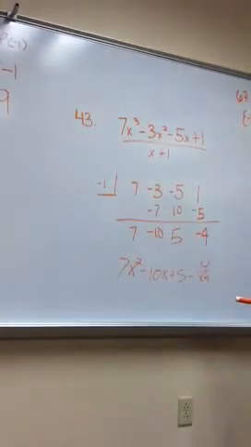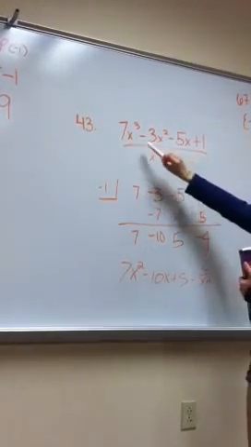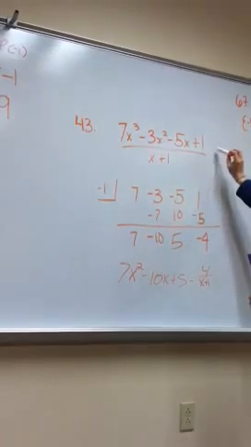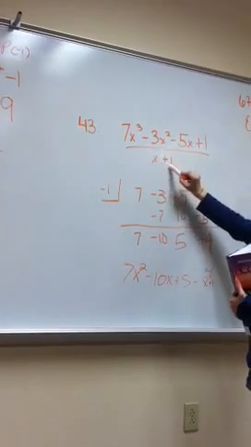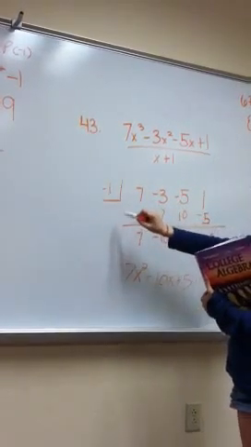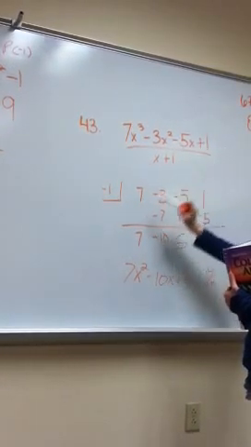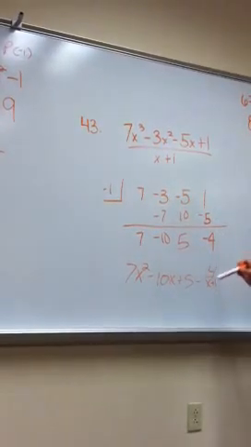For 43, we had to do synthetic division. So I had 7x cubed minus 3x squared minus 5x plus 1 over x plus 1. So you take the opposite of this and put it into the little box, and so I got -1. And then you take the coefficients here and put them up front. So I did 7, -3, -5, 1.